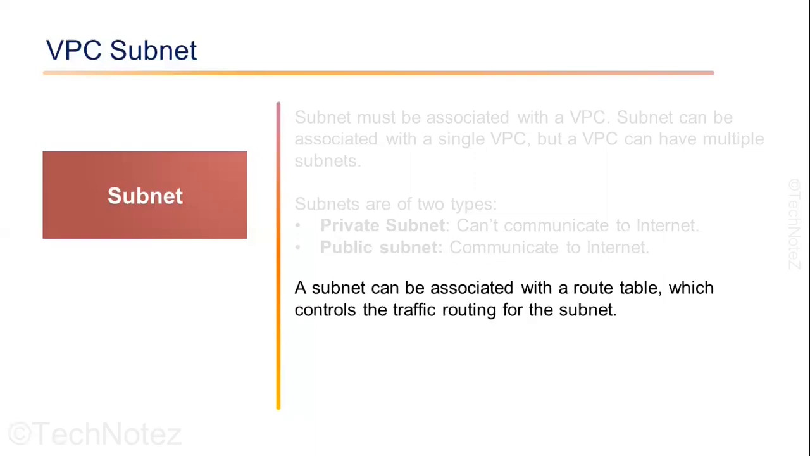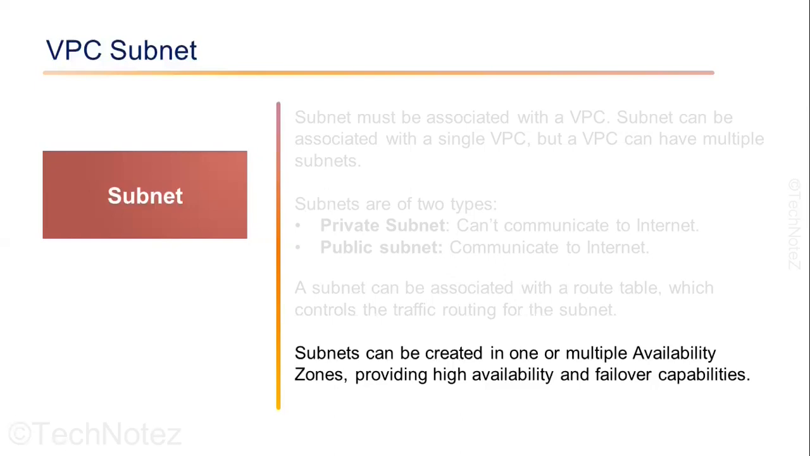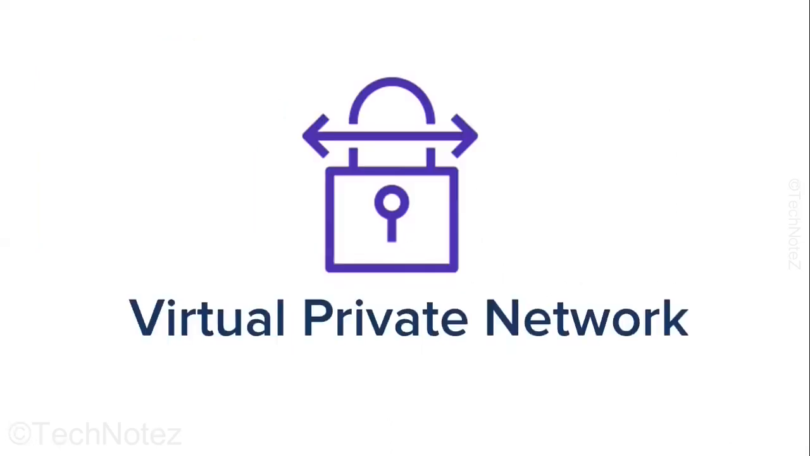A subnet can be associated with a route table, which controls the traffic routing for the subnet. You can create the subnet in one or more availability zones, providing high availability and failover capabilities of the applications hosted within that subnet. Next, let's talk about virtual private network.